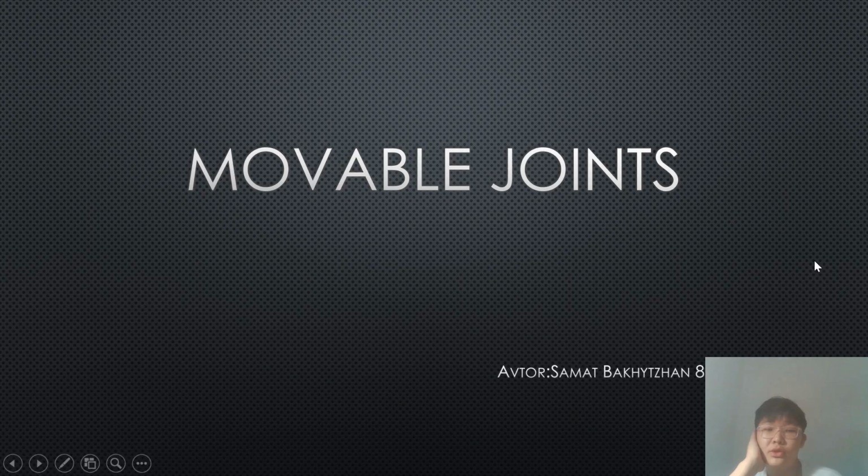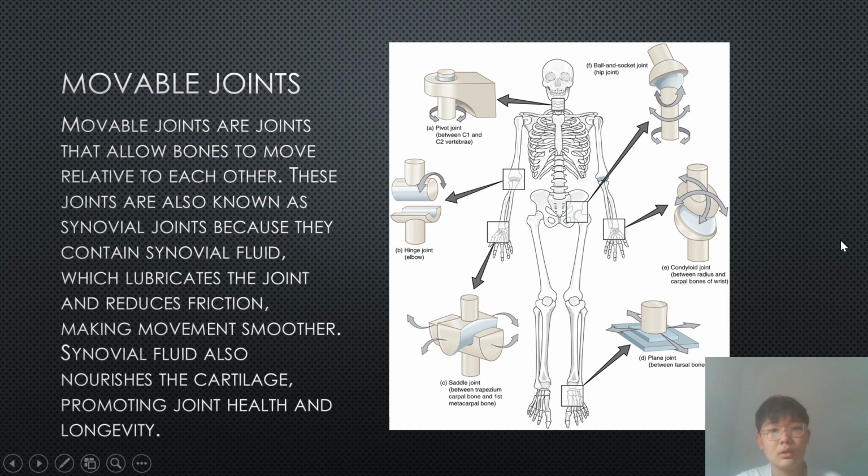The topic of this lesson: movable joints. Movable joints allow bones to move relative to each other, with a wide range of motion. They contain synovial fluid, with reduced friction for smooth movement.